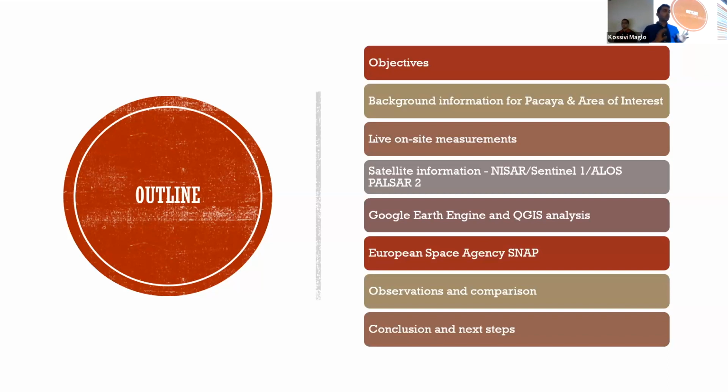So this is the general outline for the presentation. We'll start with the objectives. We'll dive a little bit into the area that we're looking at, which is the Pacaya area. Then we'll talk about the live on-site measurements, the data that we're getting from there, which Professor McDonald went in August and installed all the sensors for. And then we'll talk about the satellite data that we're also using. Then we'll talk about some of the analysis using Google Earth Engine, QGIS, and SNAP, and finally about what we saw, the observations, and what the next steps are.